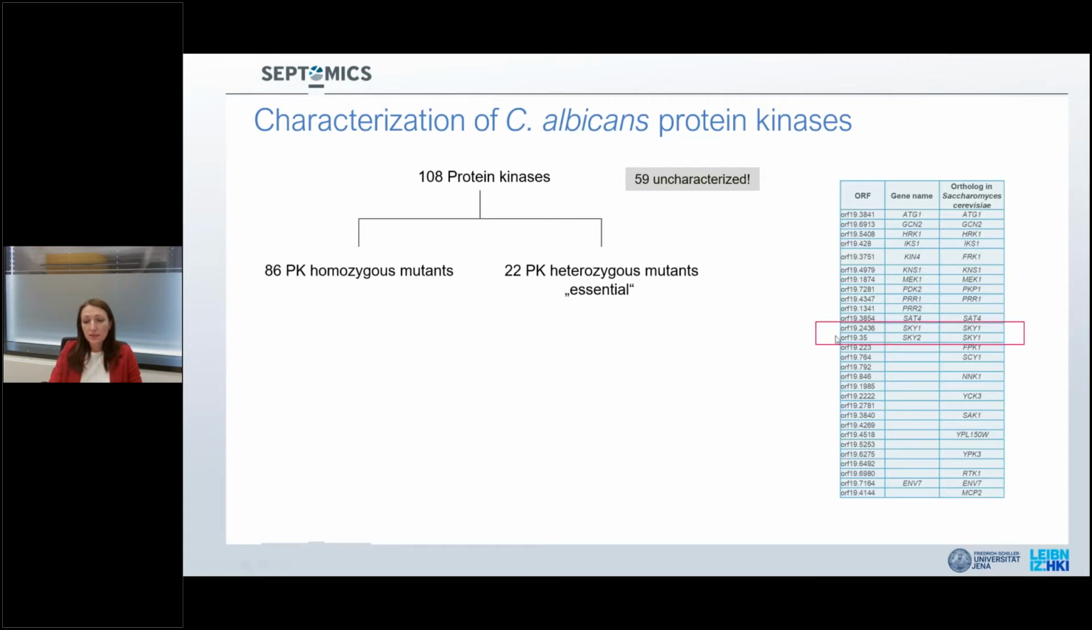Today I will present to you a pair of protein kinases. These are SCY1 and SCY2. Both are orthologs of the Saccharomyces cerevisiae model protein kinase SCY1.